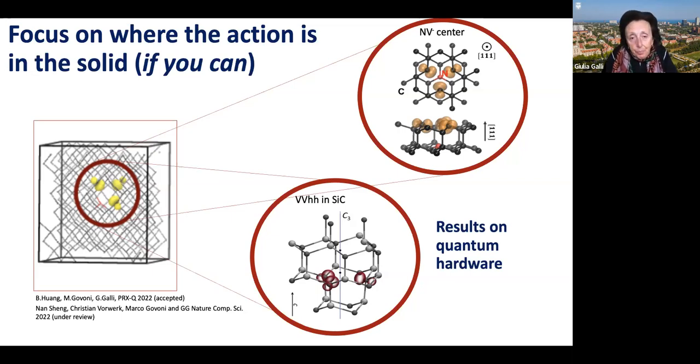So I will show you results for this system, a realistic system, taking into account all the environment, on quantum hardware. And the quantum hardware is IBM Casablanca, that we have access to through Argonne National Lab. Okay.